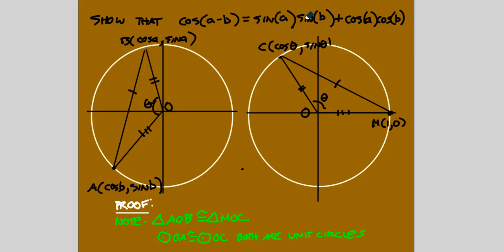equals the sine of a times sine of b plus cosine a times cosine of b. So what I've done here is I've constructed two unit circles. So they have a radius 1, they're congruent, and I've sketched two congruent triangles here. So I'm going to call this angle theta here, this is angle theta here. I've marked the corresponding sides that are congruent. So particularly the length of segment AB is going to be congruent to the length of segment MC.